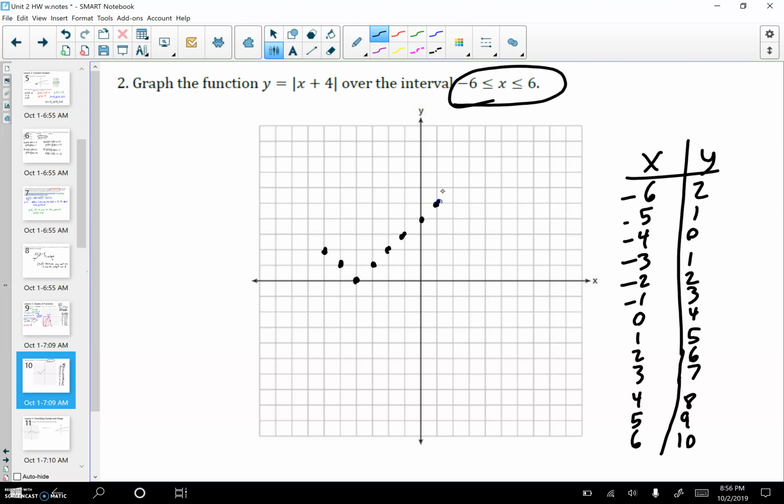What we end up with is a check mark, basically. And again, because it said over the interval, -6 less than or equal to x less than or equal to 6, that means we have no arrows on this graph. So we have a very clear starting and stopping point, and this is what our graph of y equals absolute value x plus 4 is going to look like over that interval.